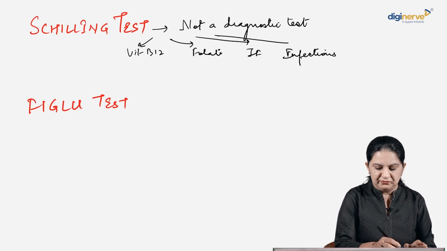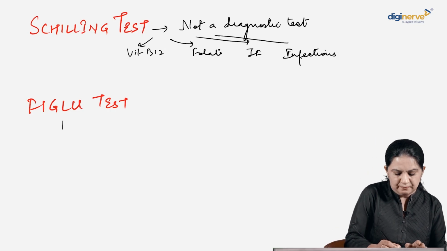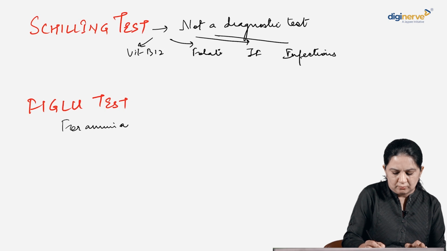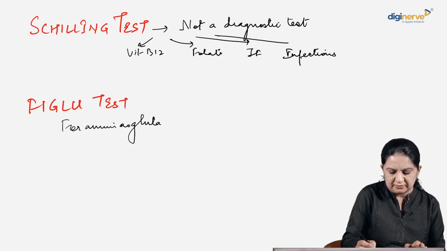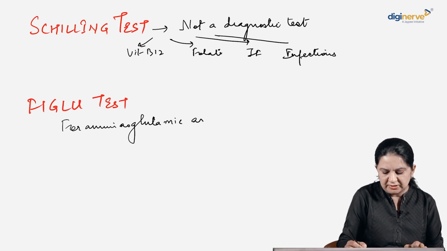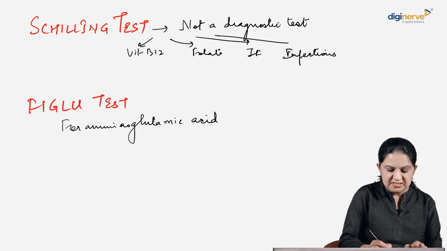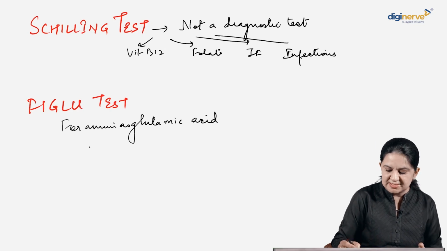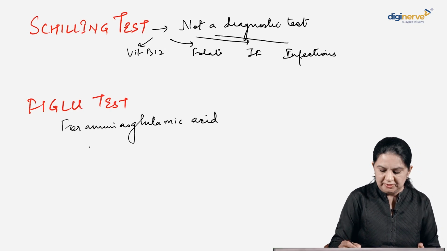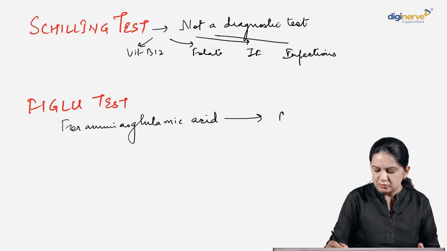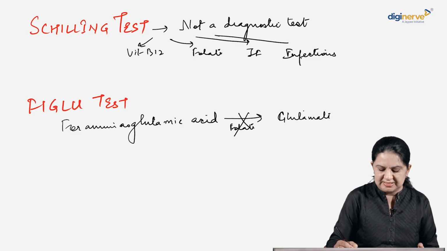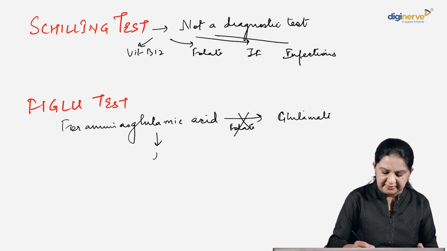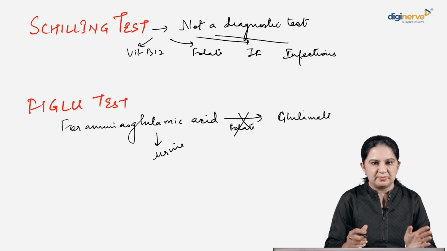All right, coming to the FIGLU test. What is FIGLU? It is formiminoglutamic acid. Why is this necessary? Folate is necessary for conversion of FIGLU into glutamate. So if folate is deficient, FIGLU gets detected in urine. So this is about the FIGLU test.